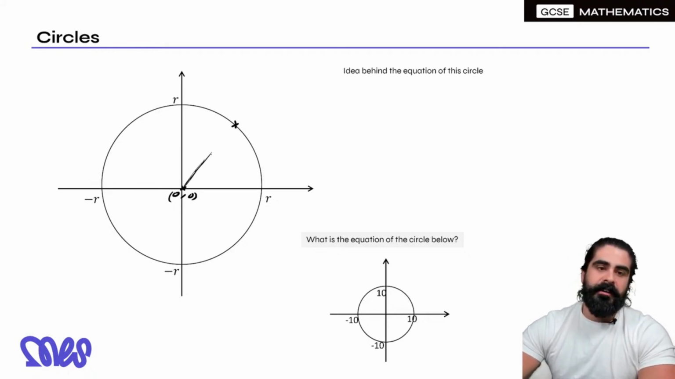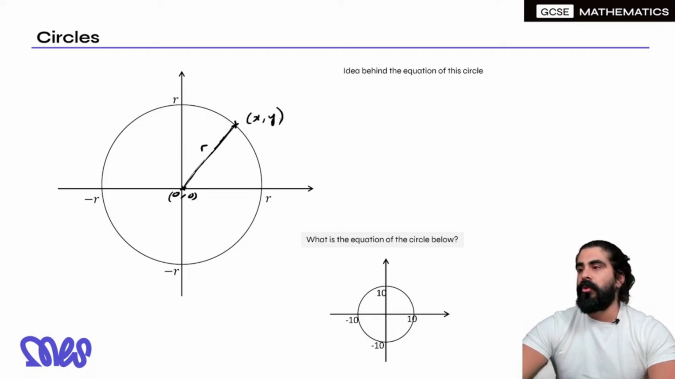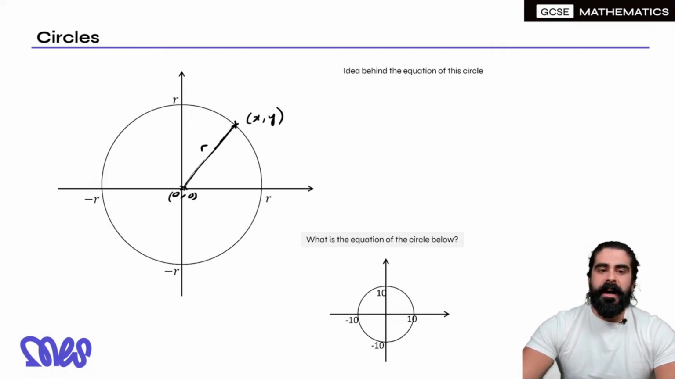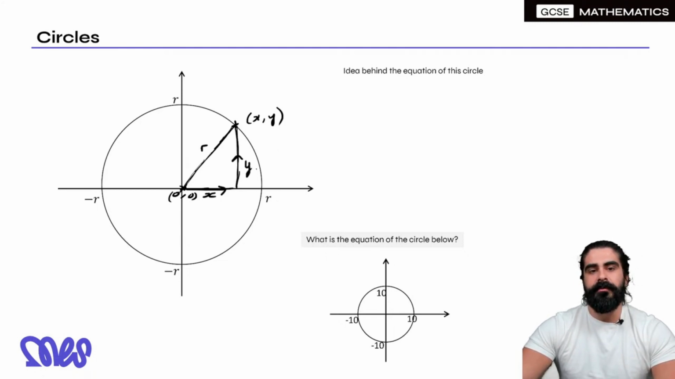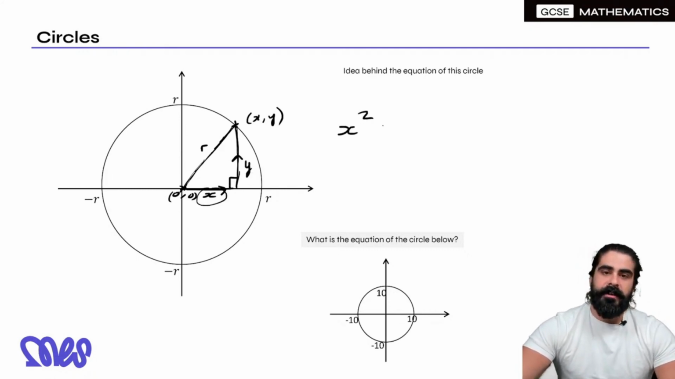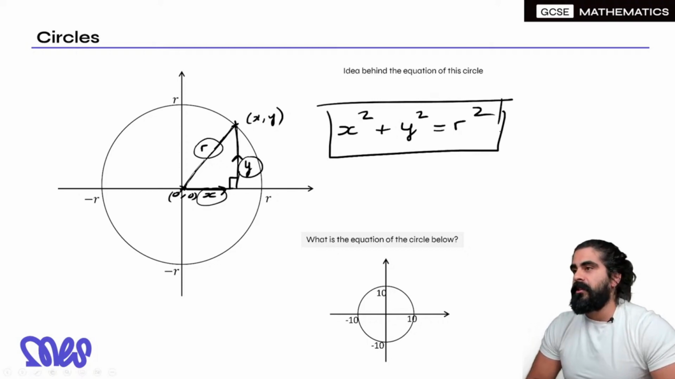Now look, if I draw a line here, that is the radius. Now this is just some random coordinate x, y. Now from 0, 0, how do you get to this coordinate x, y? You go to the right by x and you go up by y, right? That's how you go to that coordinate on the circle. Then you think, okay, what connects all of these lengths together? It's Pythagoras' theorem. So it's x squared plus y squared equals r squared. And this is the equation of a circle with center 0, 0.